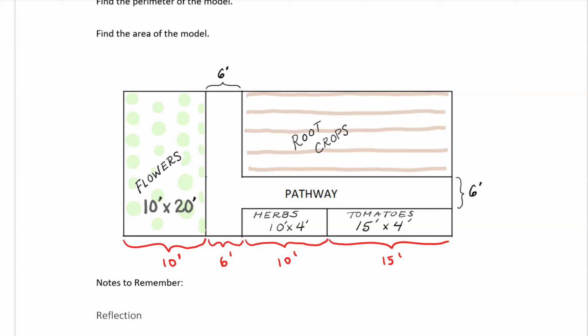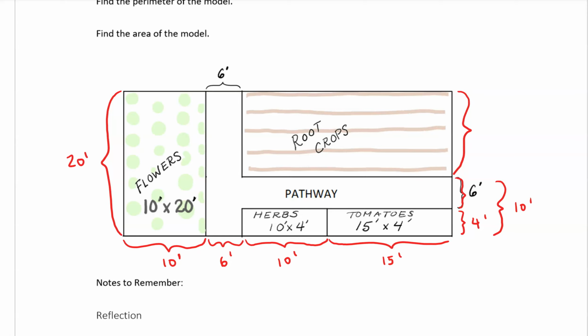Now, let's talk about the right side of the rectangle. This here is going to be 4 feet. We know the pathway here. It's already given to us that that is 6 feet. Now, how are we going to figure out this length of the root crops? Well, we know here to here, if we add 6 feet and 4 feet, that's 10 feet. And if we come over here to the flower bed, we know that that length is 20 feet.